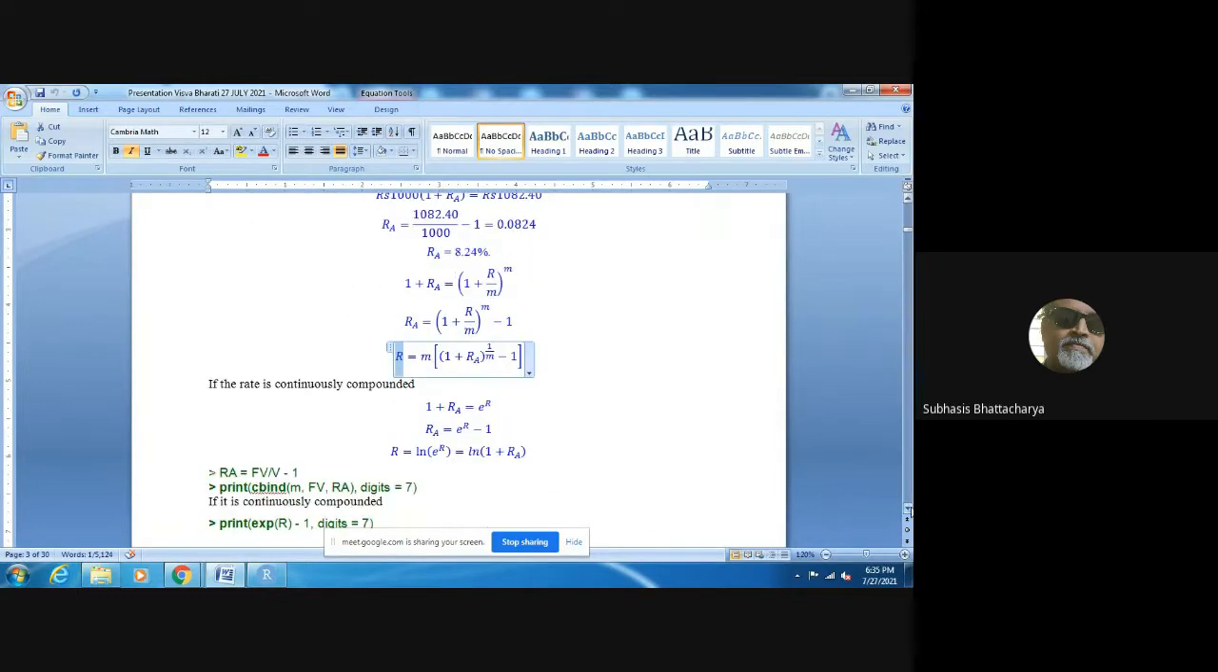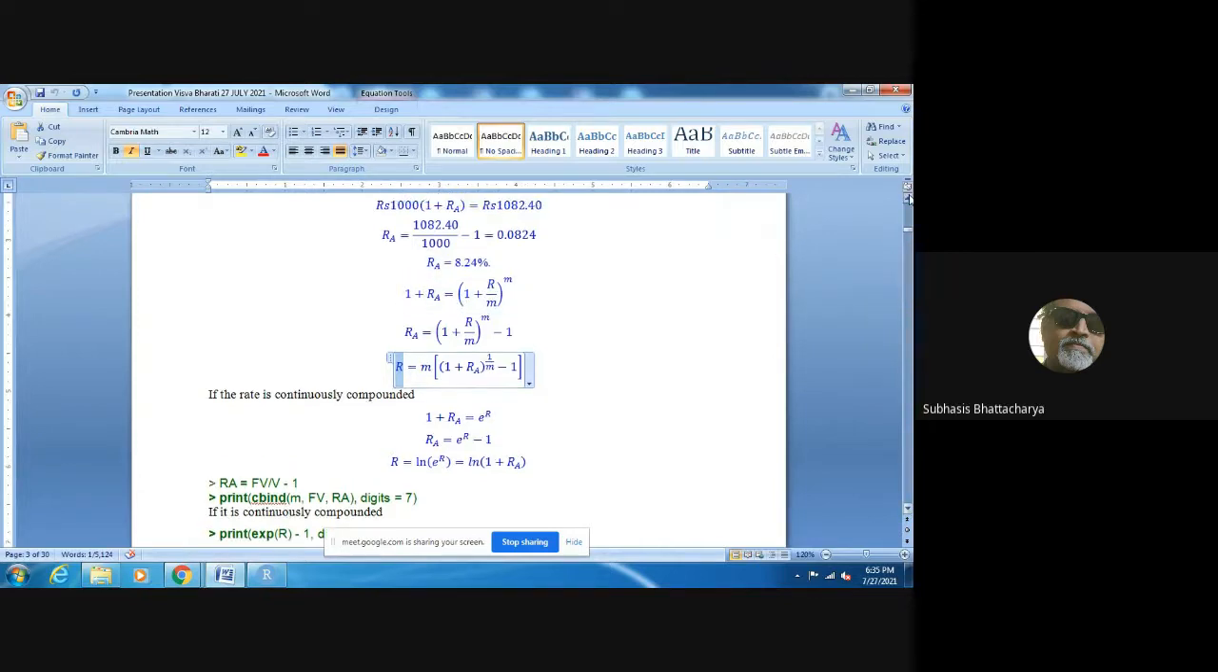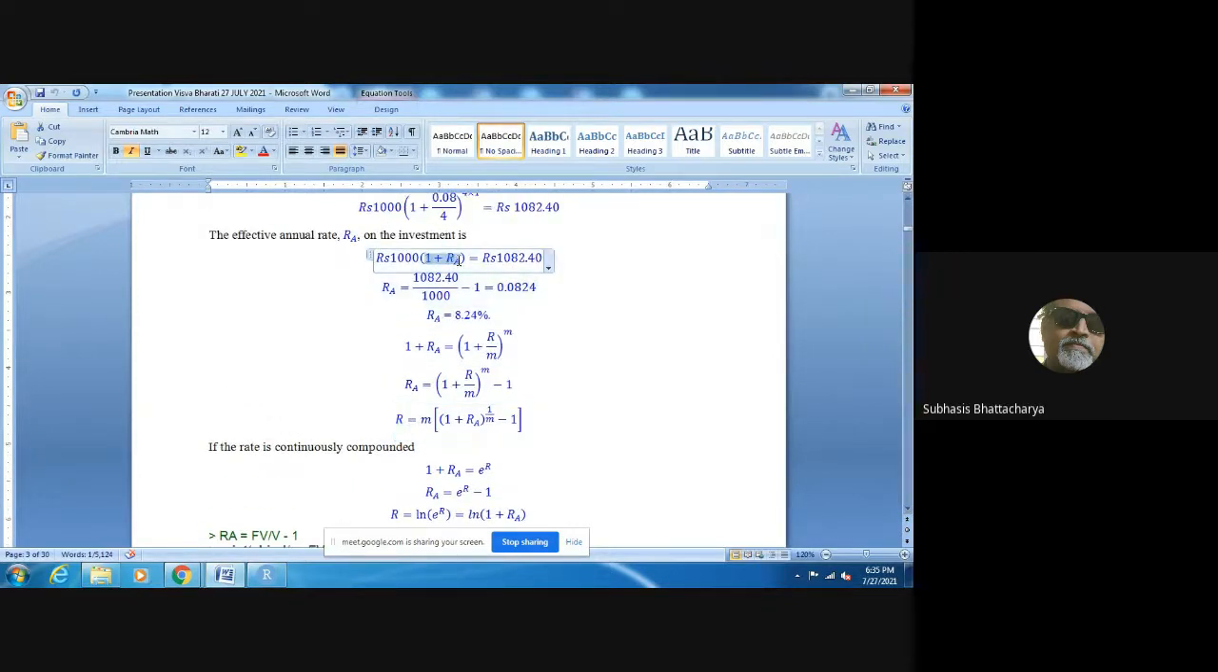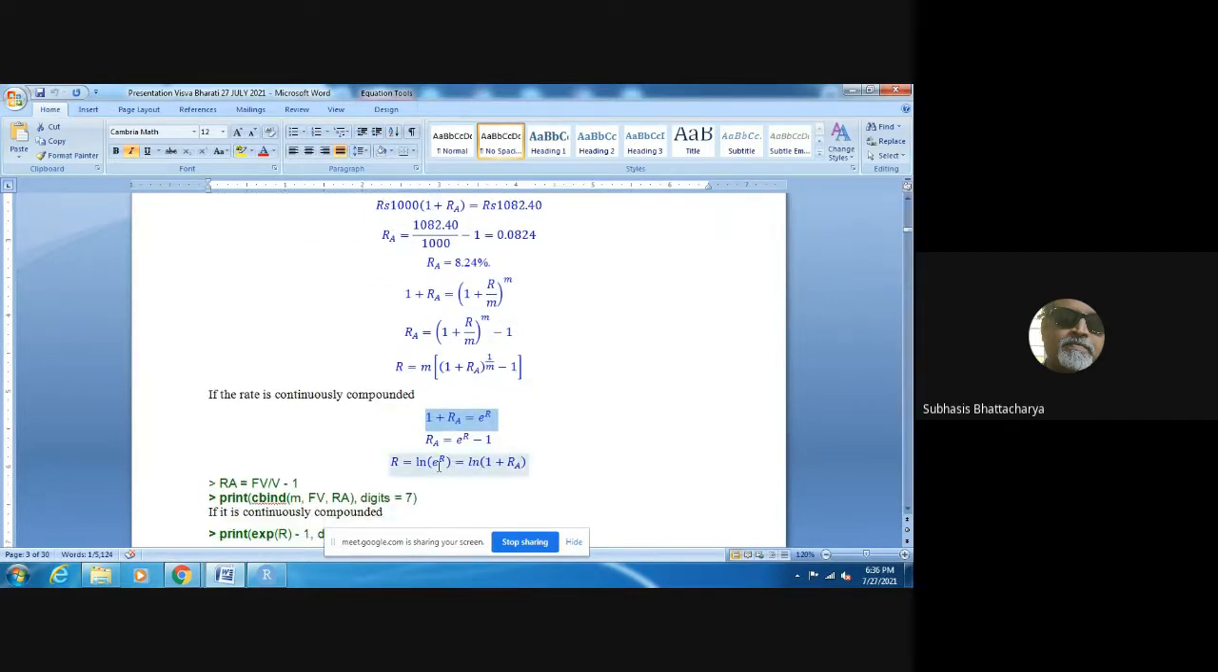If it is continuously compounded, then this 1 plus RA becomes e to the power R. In case of continuous compounding, what do we write? This becomes e to the power R. So the relationship in case of continuously compounded values becomes 1 plus RA is equal to e to the power R, or you may write RA is equal to e to the power R minus 1. Just look at this relation. What is R? That is log of e to the power R. So we can determine the value of R also.